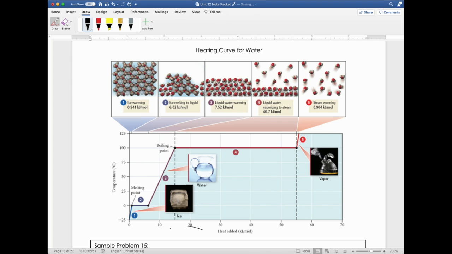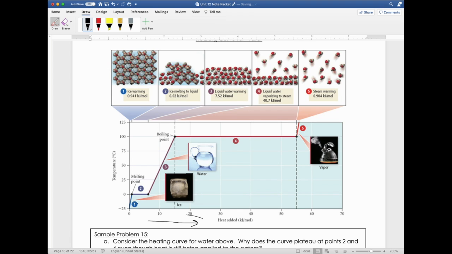Oops, I did that by accident. Let's draw an arrow going in that direction. I can raise the temperature. Once I reach ice's melting point, however, notice how we start to get a plateau right here. And as heat is still being applied to this system, notice how the temperature stays the same. That's because all of that extra energy is going towards melting that ice.